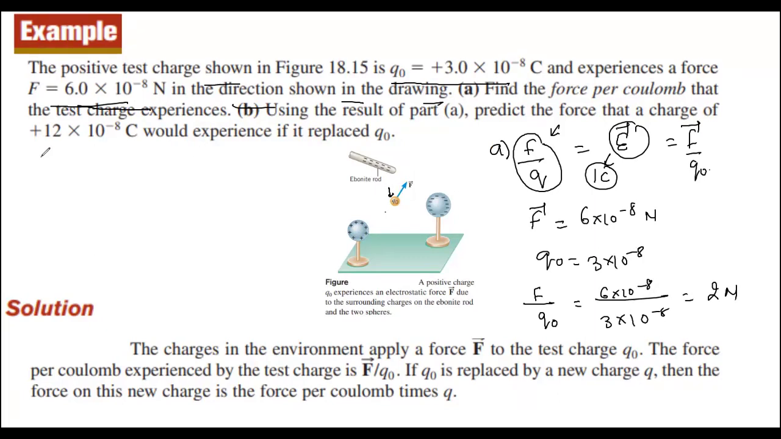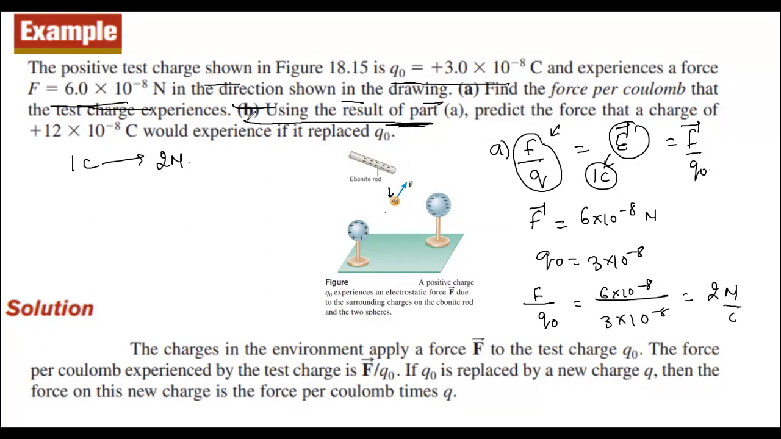It is not newtons. Let me go. Yeah, 2 Newton per coulomb, right? So you can write it like this, Newton per coulomb. So this is for 1 coulomb. So for 1 coulomb, I have how much force? 2 Newton.